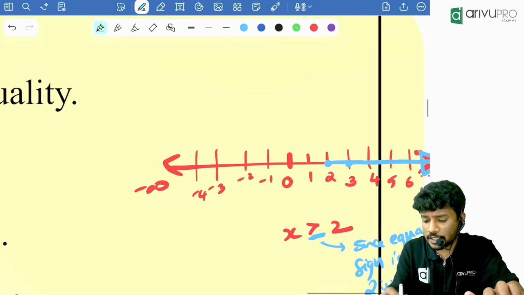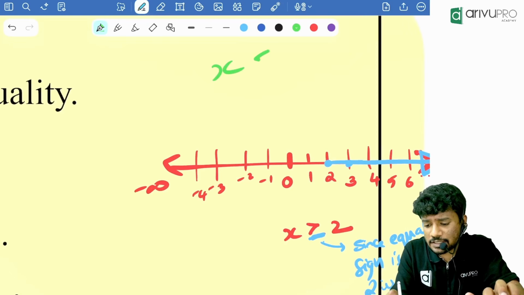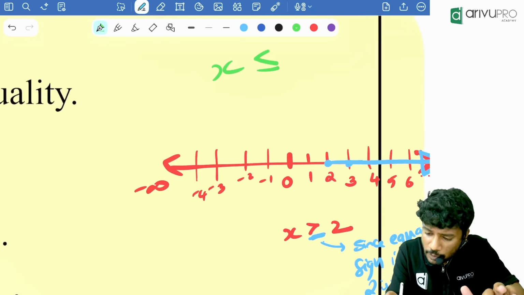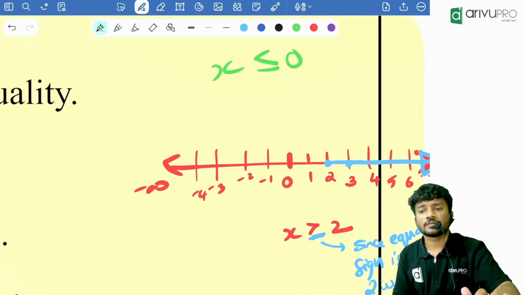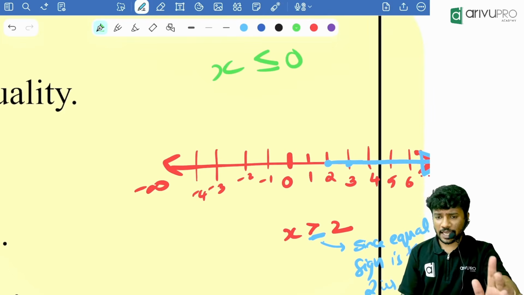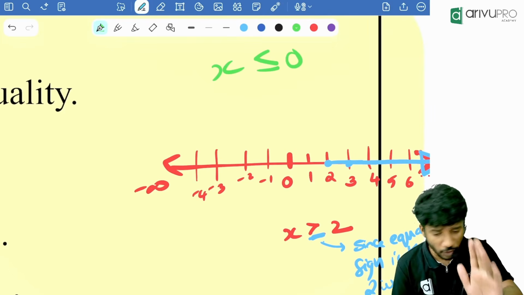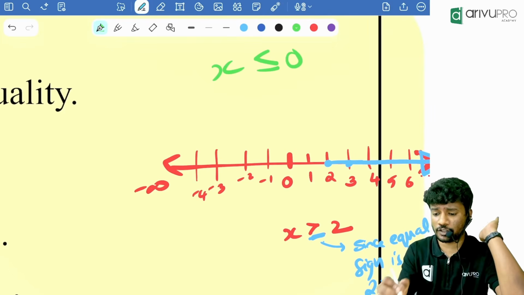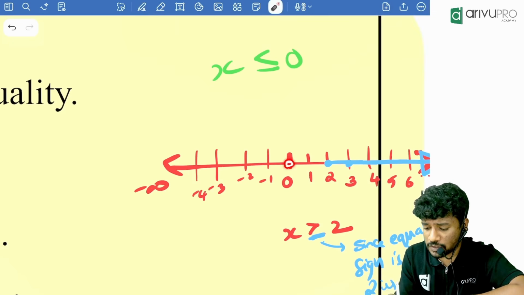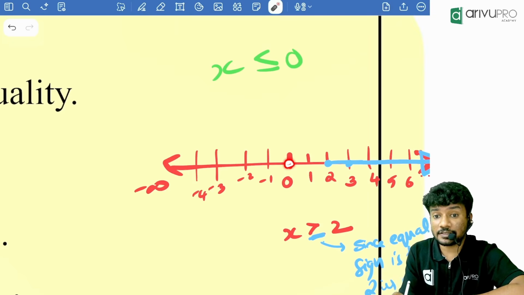What if in the question it is given that x is less than or equal to 0? Less than or equal to 0. Can anyone tell me? Online, please tell me, what is the case then? Less than or equal to 0 means what are the cases? From 0 to less than means what?